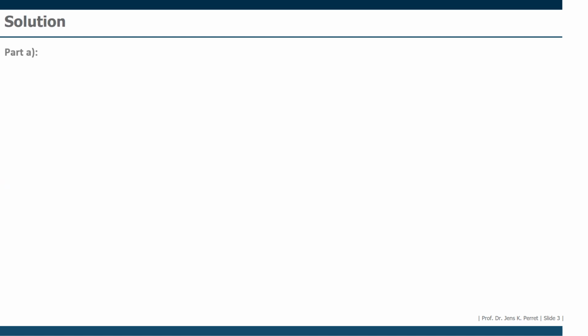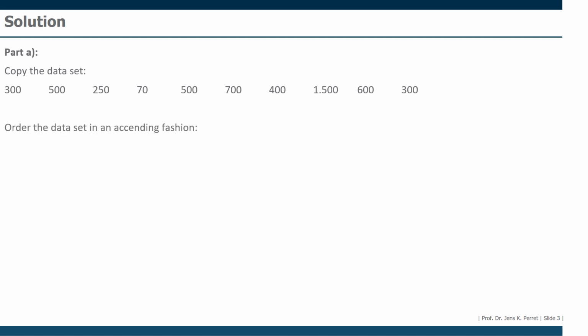Here we have the data set for the first exercise, which we're going to order in an ascending fashion, starting from the smallest going to the largest value. Then, based on this data set, we can start with the first statistic, which is the third quartile. The third quartile also translates to the 75% percentile.